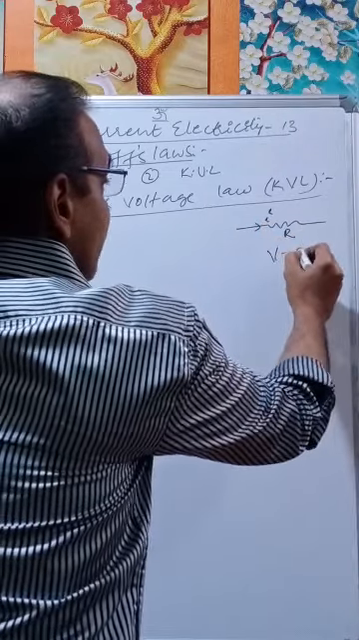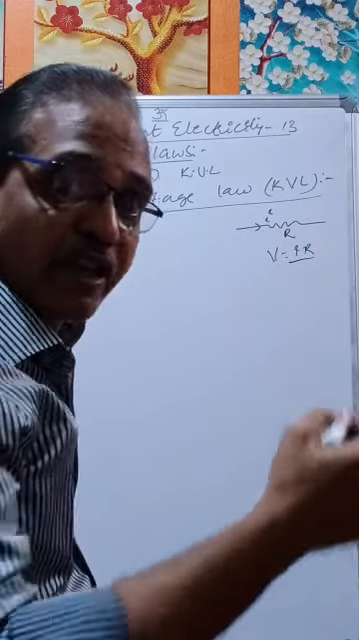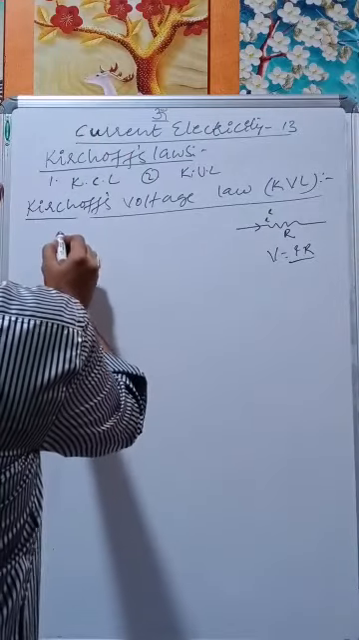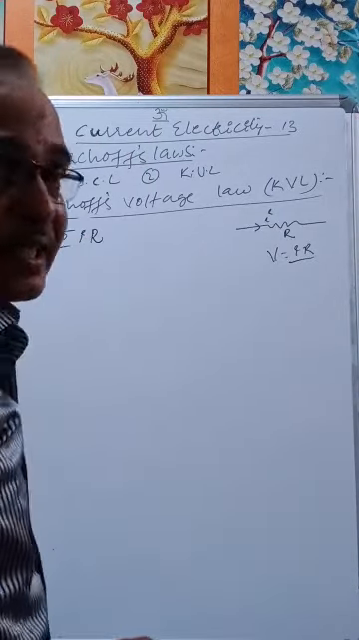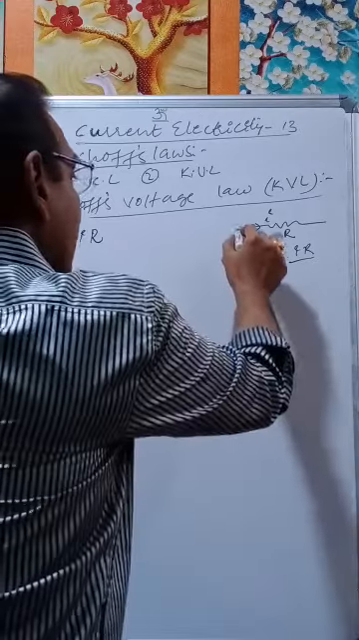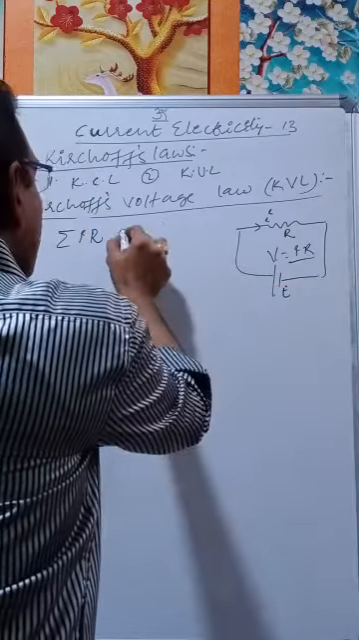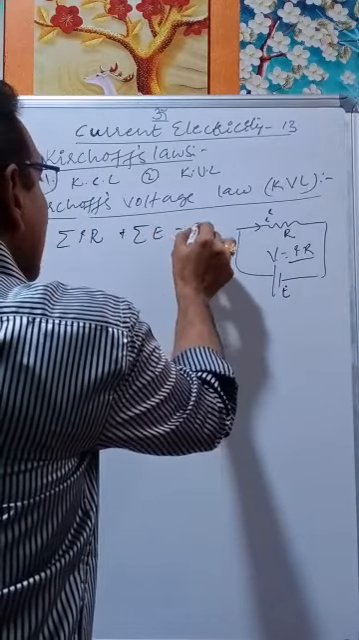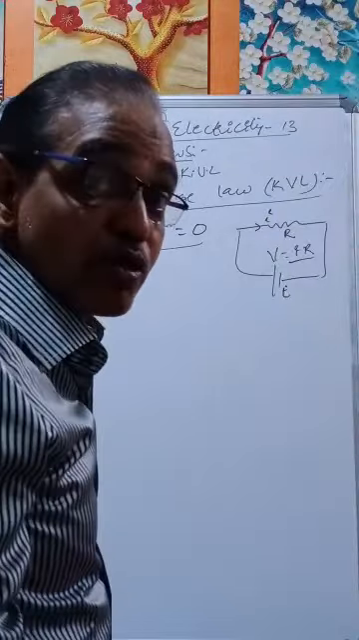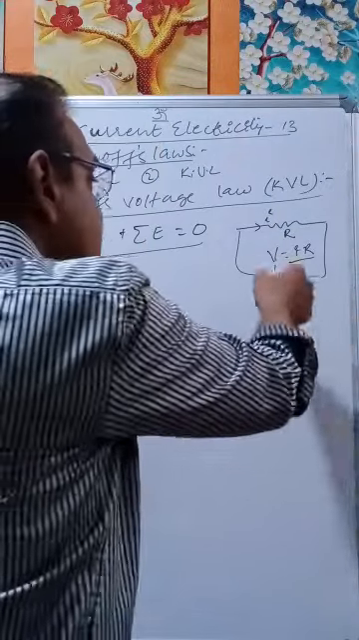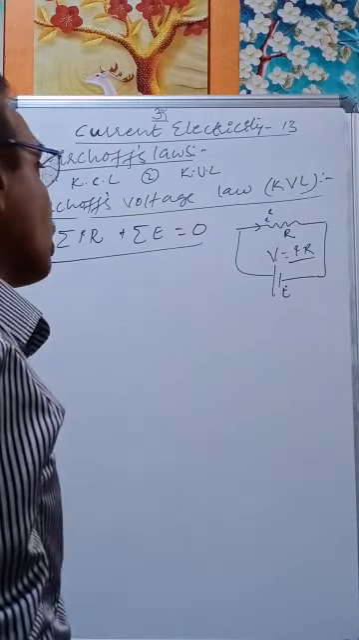Then what is potential drop? V is equal to IR. Likewise, in a circuit there may be a number of resistors. Therefore, the algebraic sum of the potential drops across various elements and the algebraic sum of the EMFs, plus sigma E, in a closed mesh. We can call this a closed mesh, closed circuit or closed loop.